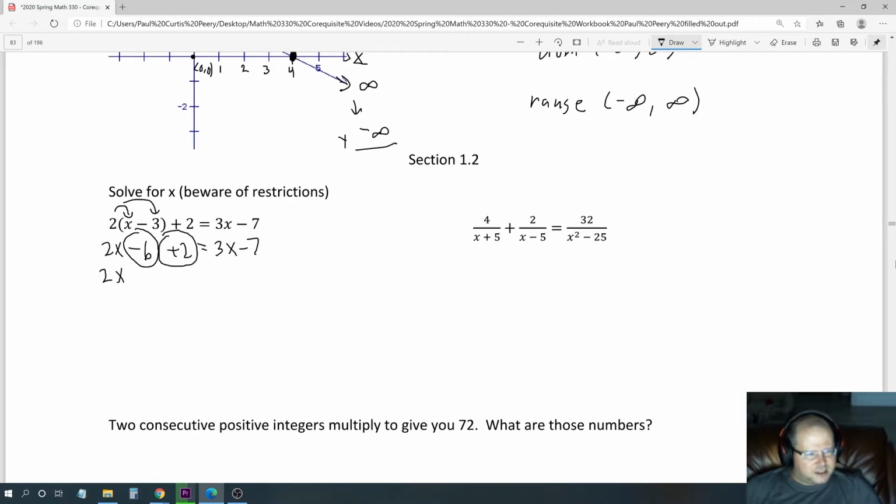And negative 6 plus 2 is negative 4. And then we rewrite what is on the right side because there are no parentheses. Next step is we're going to get all the variables on one side. It does not matter which.